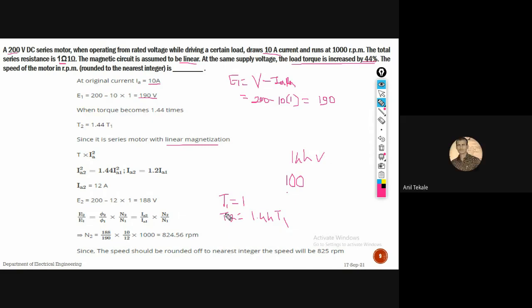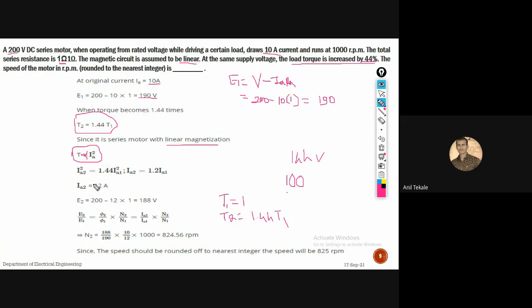Yes, sir. That T2 means next stop. So that is given here: T2 is equal to 1.44 into T1. Then just look at the next one, that is T proportional to Ia square. That means T is directly proportional to the square of the armature current.